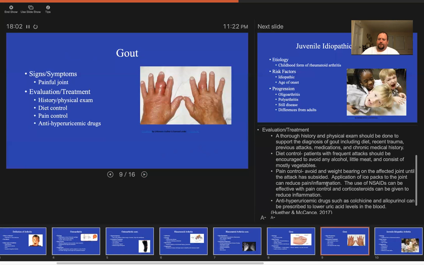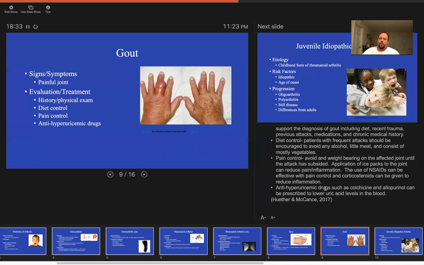All right, so evaluation and treatment, you need to do a thorough physical and history just to back up your diagnosis of gout. You need to tell these patients to control their diet, to include a diet that is high in vegetables, avoid alcohol, and have a little bit of meat. Pain control, avoid weight-bearing on any affected joint until the attack has subsided. Ice packs help reduce inflammation and pain, and the use of NSAIDs to control pain as well. Anti-hyperuricemic drugs such as allopurinol can be used, and also help with reducing gouty attacks.